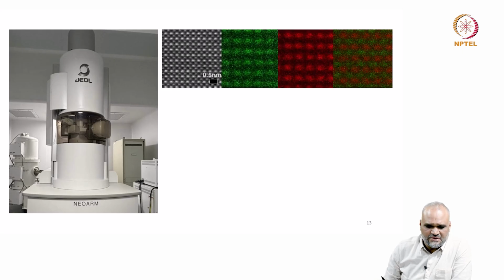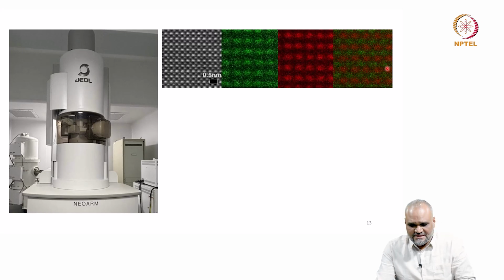Here is an example of strontium titanate, and you see the atomic columns of strontium here and titanium here. If I do a compositional mapping, I can distinctly see the strontium atoms and titanium atoms, and here is a composite image. So this has become more or less a standard practice over the last 20 years or so, where you have aberration corrected microscopes and you're getting atomic resolution information very consistently.